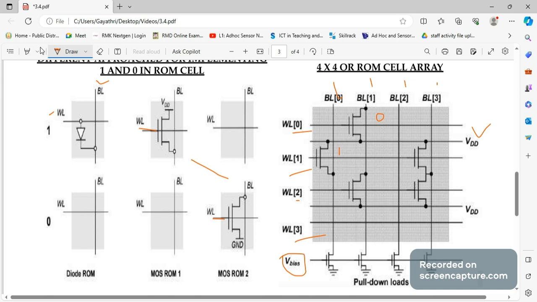Coming to the next one, here the source is connected to the bit line, whereas here it is connected to the supply. Similarly, you could see here the source is connected to the supply, and the bit line is connected to the drain. This bit line is connected to the drain, and this is connected to this source. Likewise, you can implement whatever OR operation, and now any gate operations can be implemented. If it is an 8 cross 8, I will have 8 vertical lines and 8 horizontal lines in order to implement the ROM cell array.